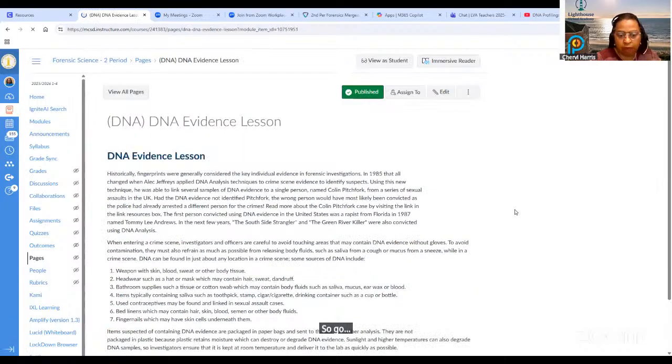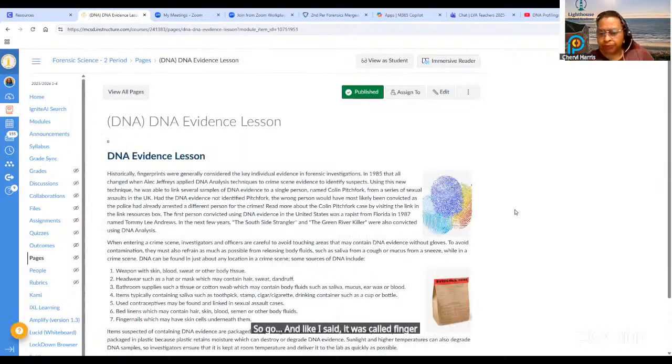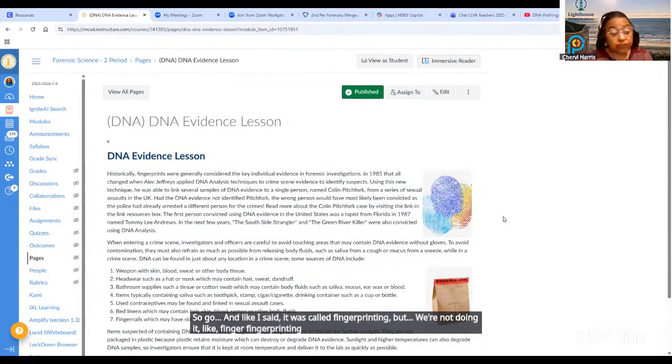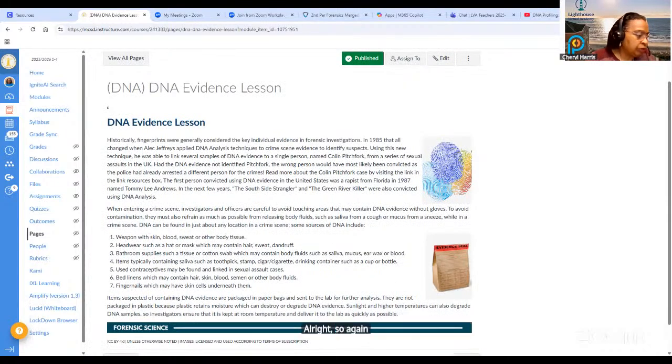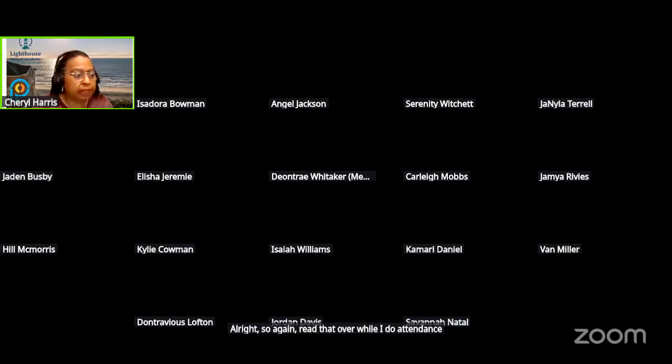And like I said, it was called fingerprinting, but we're not doing it like fingerprinting. When we do that, that's our next unit, and I'm going to have you do your fingerprints. I'm going to show you how to do that. All right. So again, read that over while I do attendance, and I'll be right back.